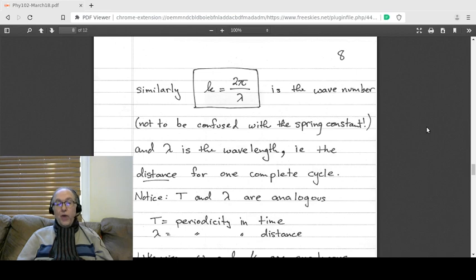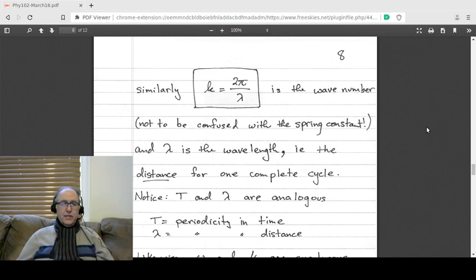Don't confuse k, the wave number, with k, the spring constant in harmonic oscillators. It's an unfortunate thing that both of these quantities are given the symbol lowercase k. But in context, you can generally tell when you're talking about a spring constant or when you're talking about the wave number.